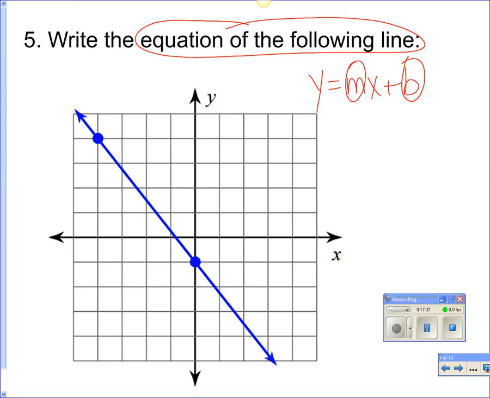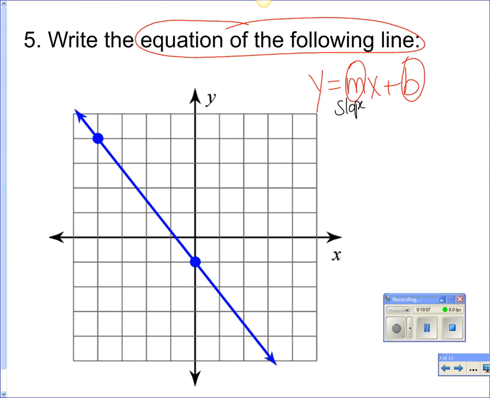Tamara, what does M stand for? Slope. Okay, M stands for slope. Gracie, how do I find the slope of this graph? What am I going to have to do? Well, I've got that. What else am I going to have to do? What's the other word for slope? Rise over run. So I'm going to have to do rise over run.